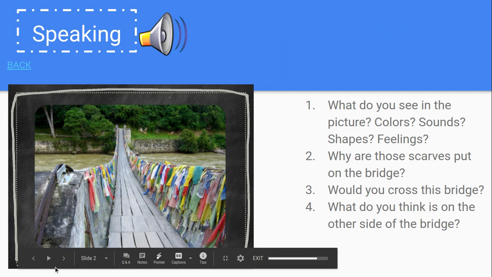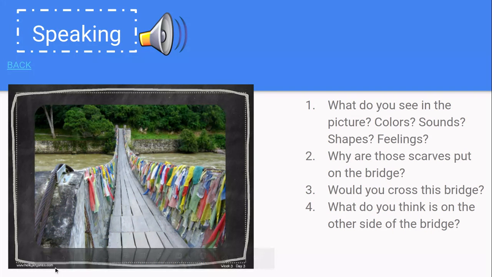Right, first thing, speaking, talking to an adult or a sibling. What do you see in this picture? This picture is a little bit different from what we've done. Okay, what colors? There's a lot of colors. Do you think there would be any sounds? Okay, do you see any shapes? I do. And what feeling do you get from this picture? There's no person in it, but what feeling do you get?